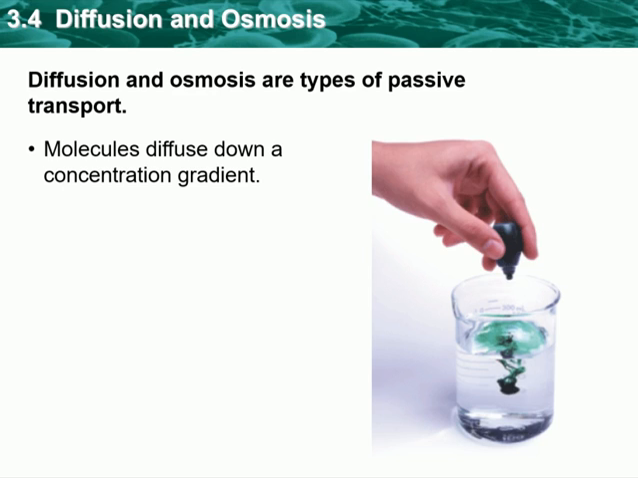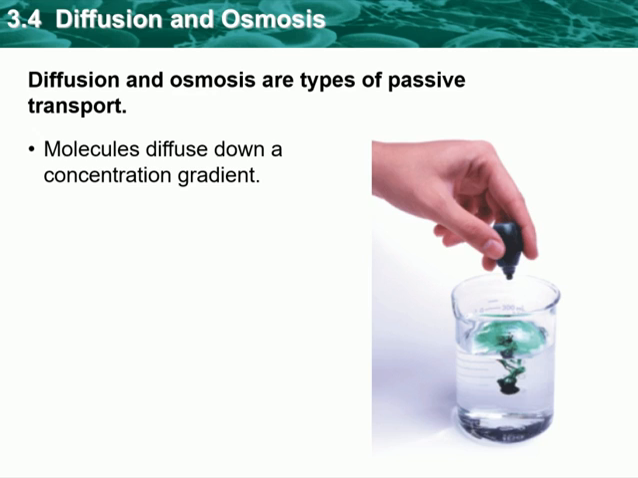Concentration is the number of molecules of a substance in a given volume, and it can vary from one region to another. A concentration gradient is the difference in the concentration of a substance from one location to another. Molecules diffuse down their concentration gradient, that is, from a region of higher concentration to a region of lower concentration.